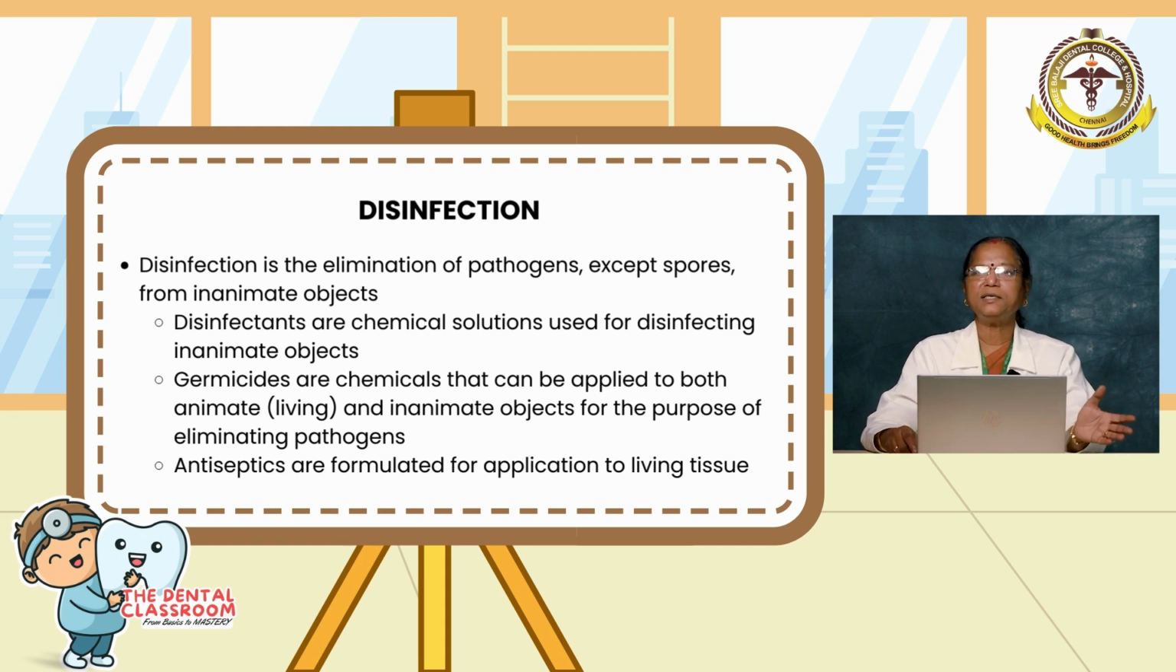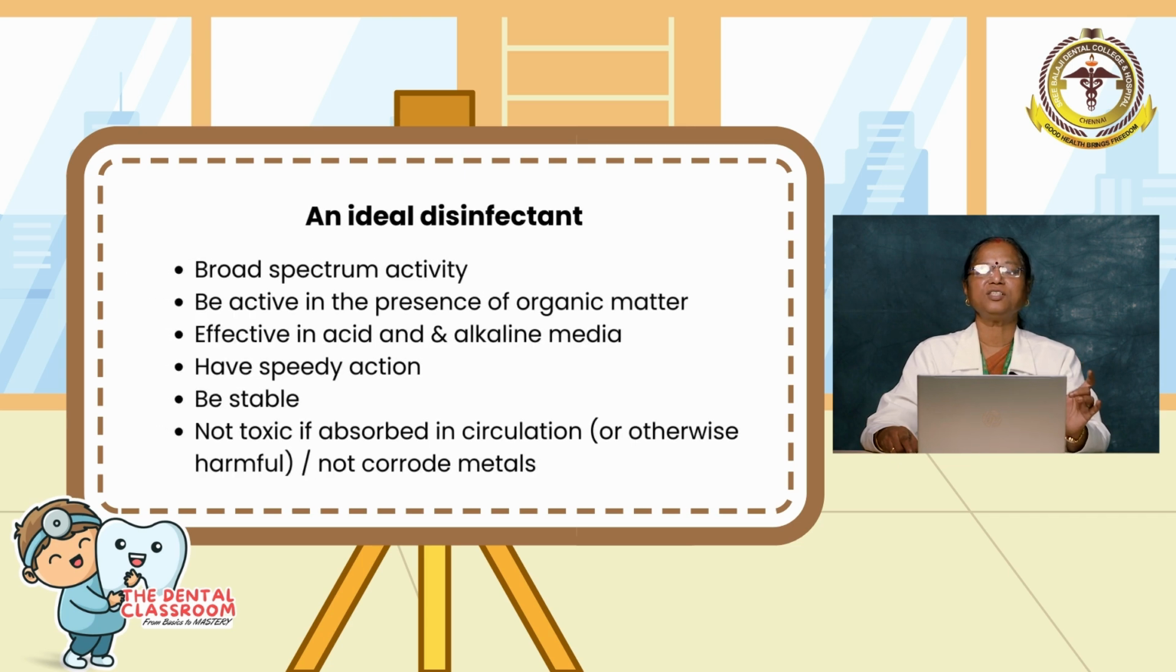Before going into the different types of disinfectants, let me first discuss the properties which an ideal disinfectant should possess. Only if it possesses these properties can you claim that a particular disinfectant is a perfect disinfectant. The most important point is that it should possess broad spectrum activity. What do you mean by broad spectrum activity? It should be able to destroy all the microorganisms including bacteria, viruses, protozoa, fungi, everything. For each and every one you can't use a different disinfectant, so a single disinfectant should possess broad spectrum activity.